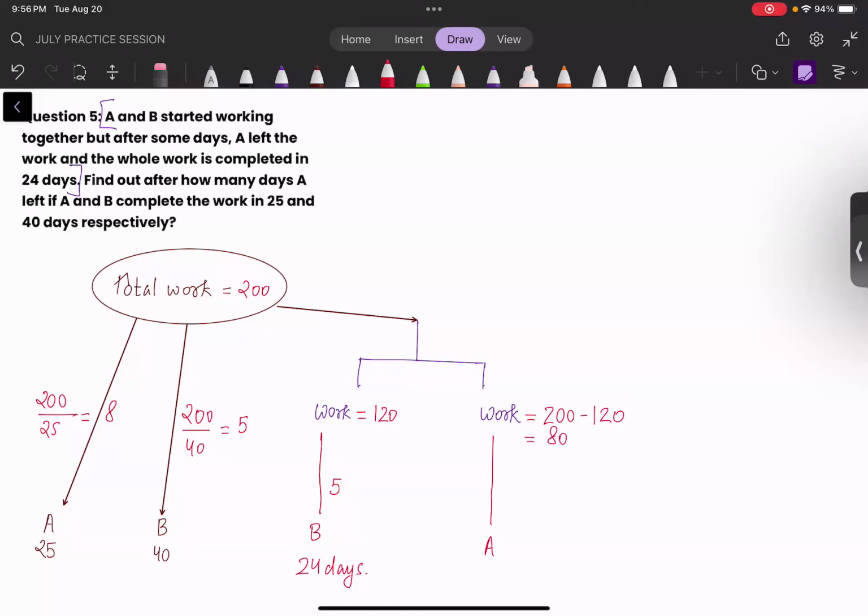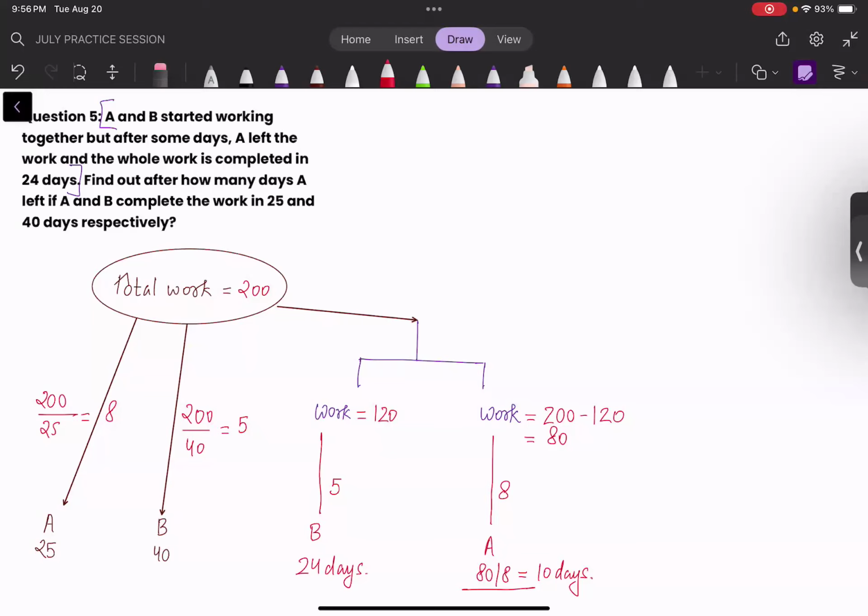Okay, what is the rate of A? The work rate of A is 8. So how much time has he worked? 80 by 8. That is 10. So 10 days A has worked. Now answer please. After how much time did A leave? What will you say? After 10 days, yes, correct. So after 10 days, he has left.